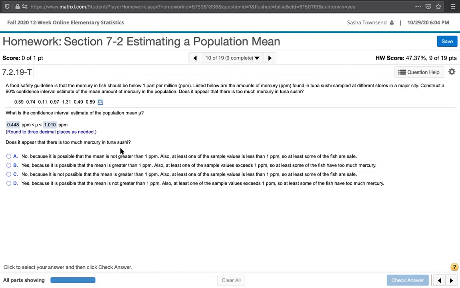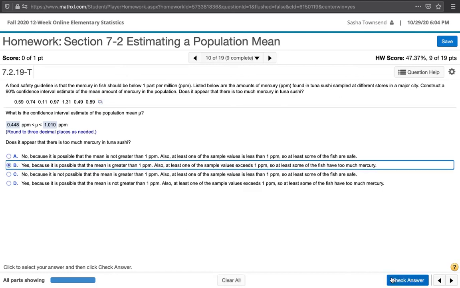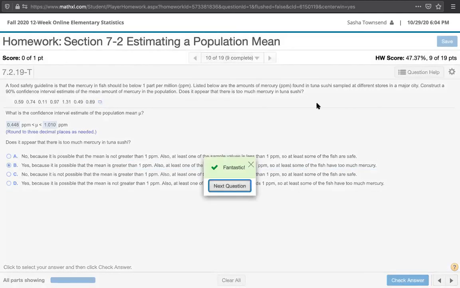Now, is there too much mercury in the sushi? I'm sorry, I was asking myself the reverse question. Is there too much mercury in the sushi? The answer is yes, because that food safety guideline is not being met. So yes, it is possible that the mean is greater than 1 part per million. At least one of the sample values exceeds 1 part per million. We've got that 1.31. So at least some of the fish have too much mercury. So that's our answer. That's how we solve that problem.